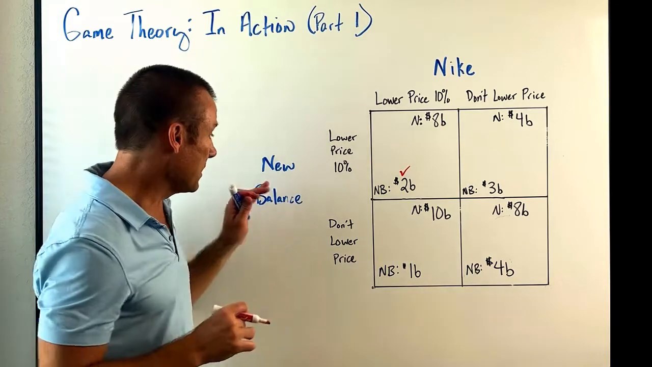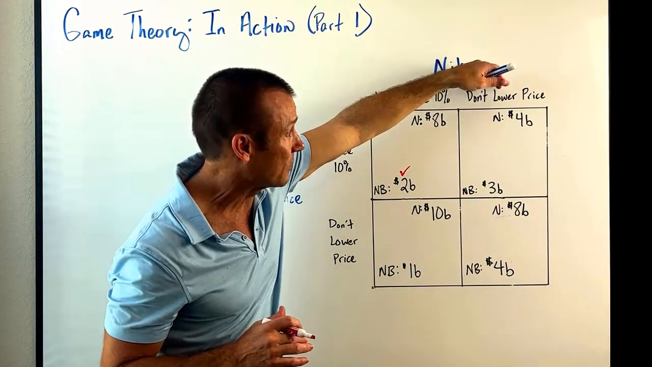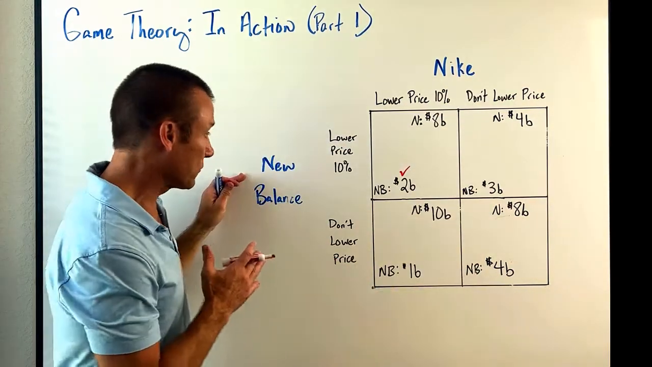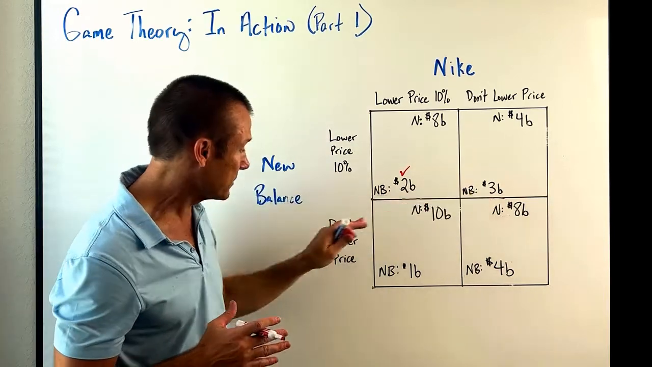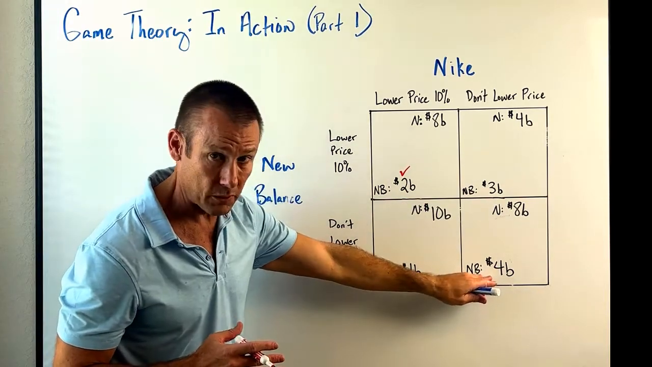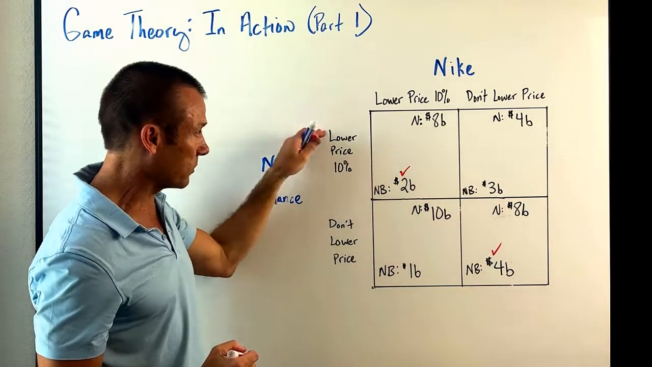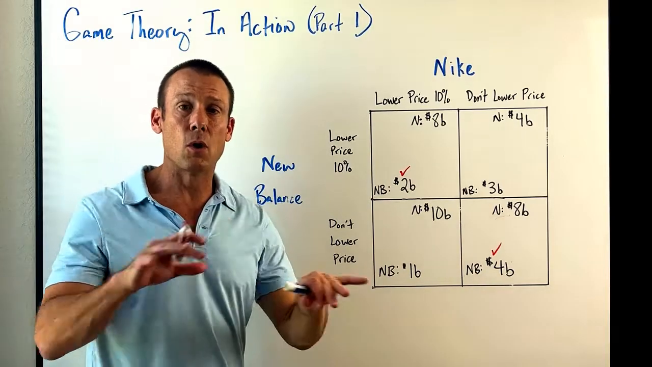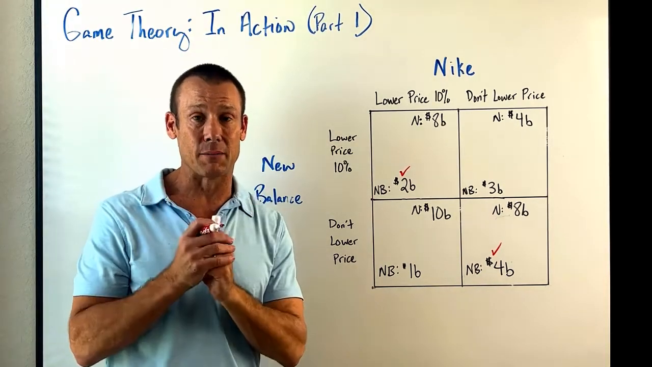Now, I'm not done. Again, I'm examining New Balance. I go back to Nike and I say, how about if Nike played don't lower price? What would be best for New Balance? Well, if they lowered the price by 10%, $3 billion in profits. If they don't lower their price, $4 billion in profits. Okay, now notice this. A check here with lower price by 10% and a check here with don't lower price. No dominant strategy. That's right. New Balance does not have a dominant strategy.